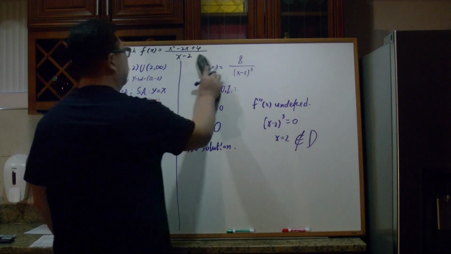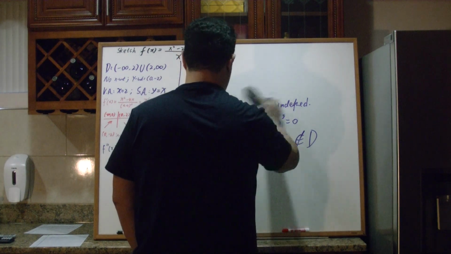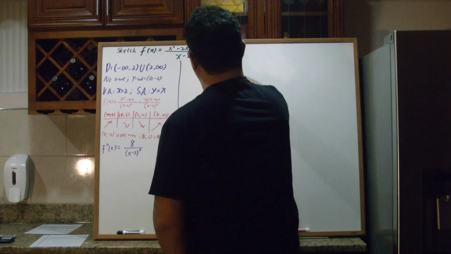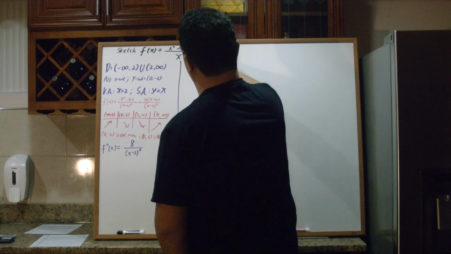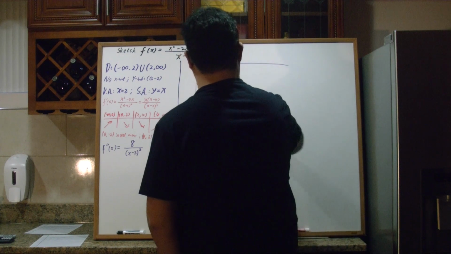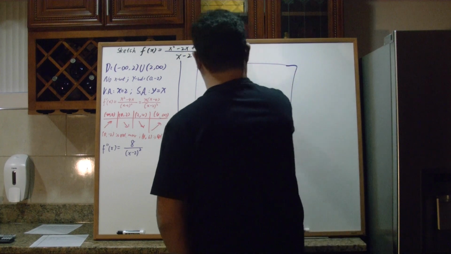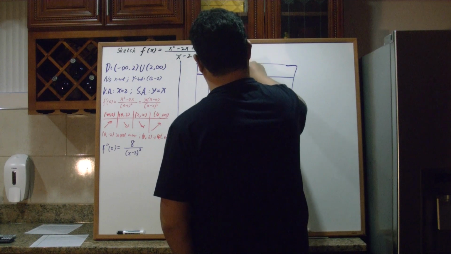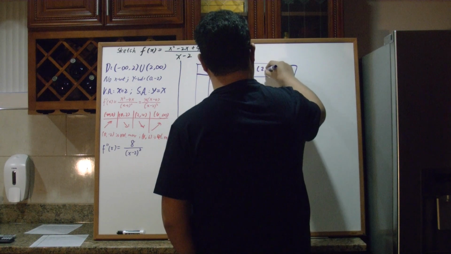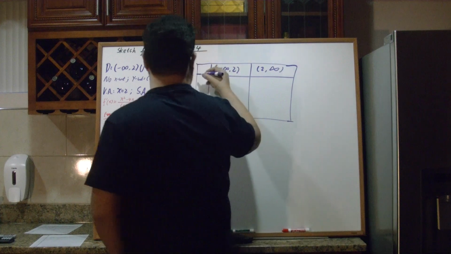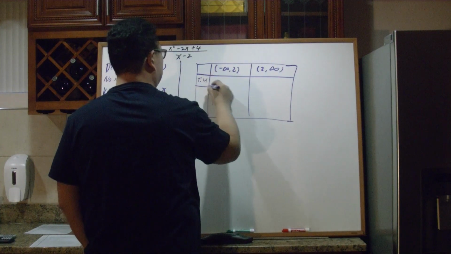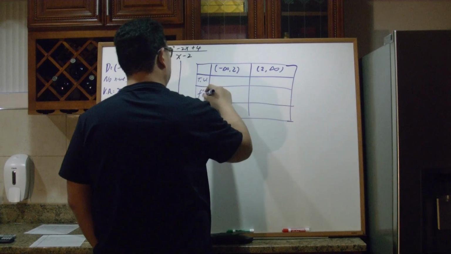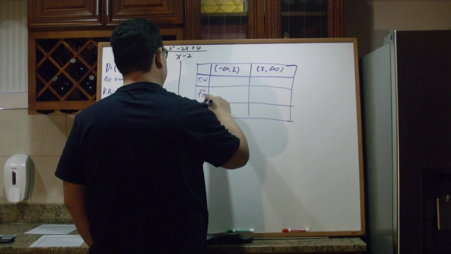So we break it at the domain, from negative infinity to 2 and 2 to infinity. Right, for the test value, for the value of f double prime, and for the shape of f of x.